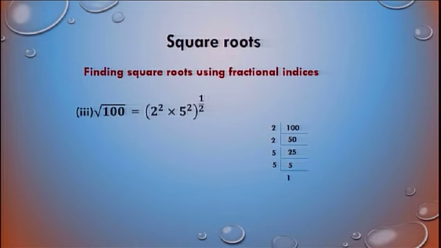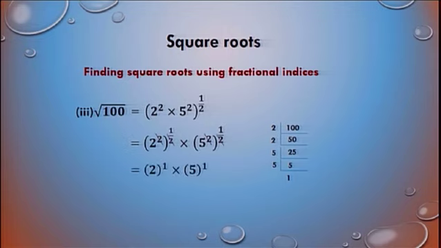Square root of 100 is the same as 100 to the power of half. So writing 100 as 2 power 2 times 5 power 2, we're going to have 2 power 2 power half times 5 power 2 power half. Again, evaluating these numbers, the 2 will get cancelled. We end up with 2 power 1 times 5 power 1, which is, of course, 2 times 5 equal to 10.